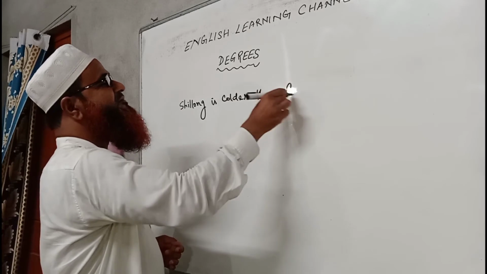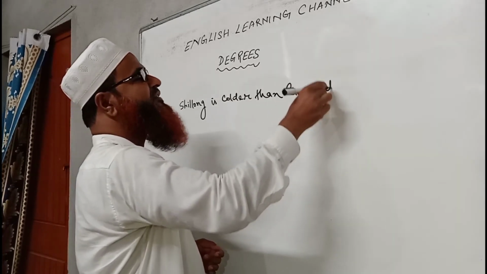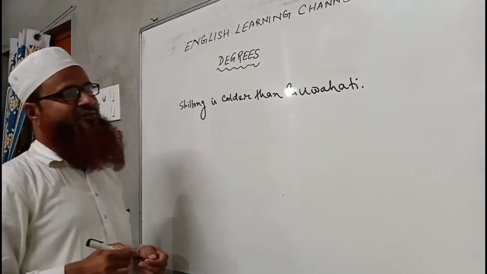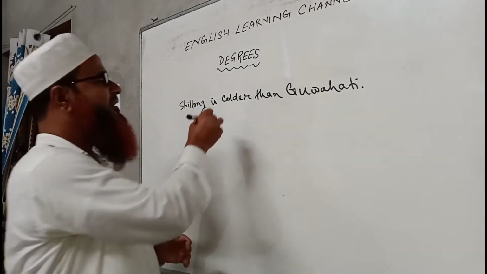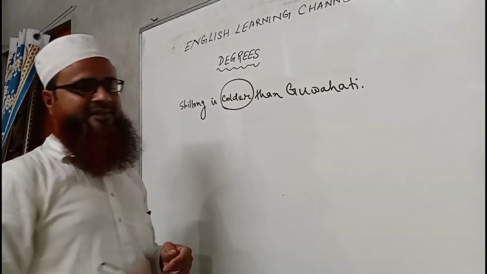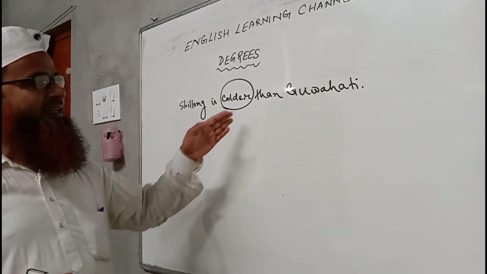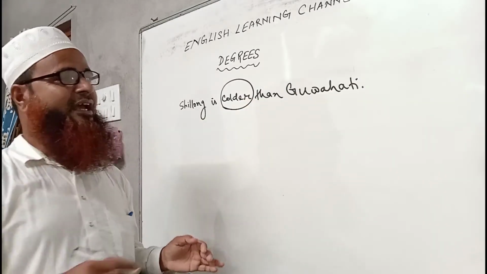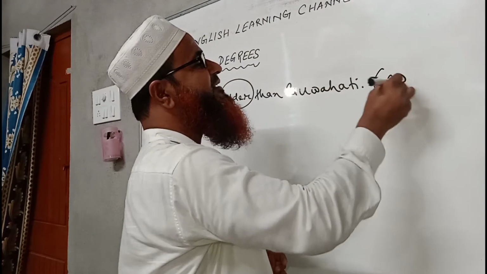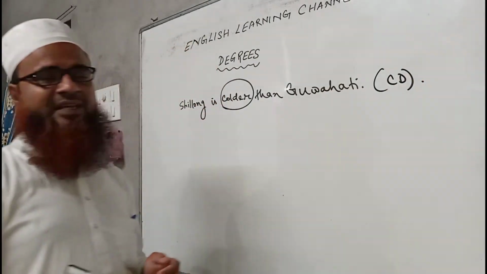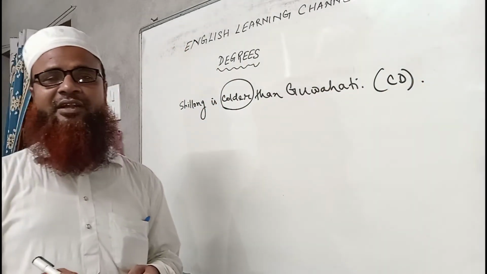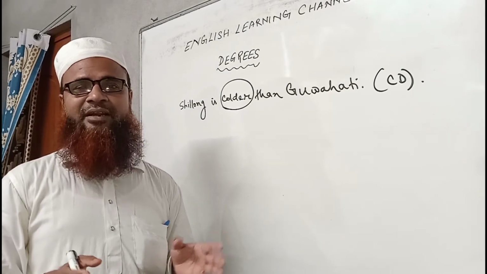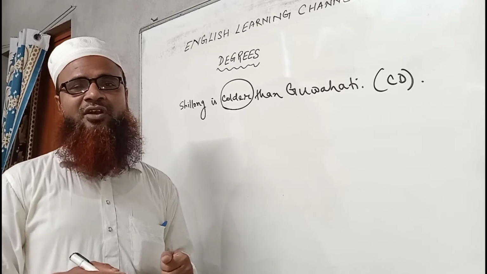Here we have mentioned only the name of two places. One is Shillong and another is Guwahati. Here we have used "colder", so this is a comparative degree, and "than" has also come. That is why this is a sentence of comparative degree, so I am writing here CD, comparative degree. We can change it into positive only, but not into the superlative, because a superlative degree needs more than two objects or things.